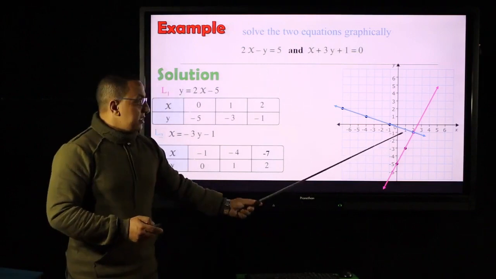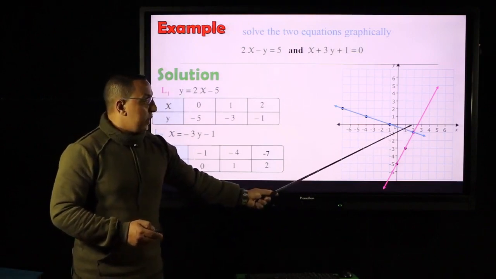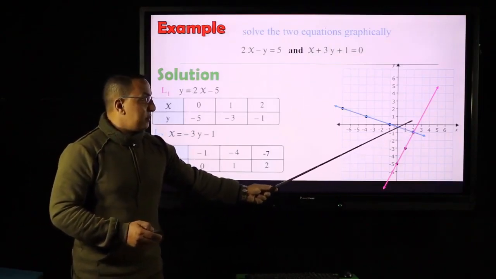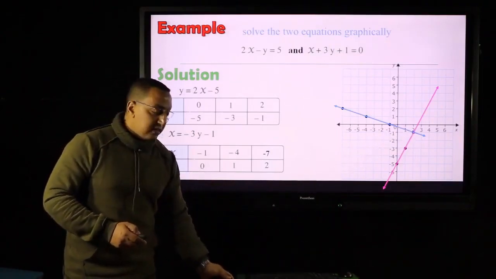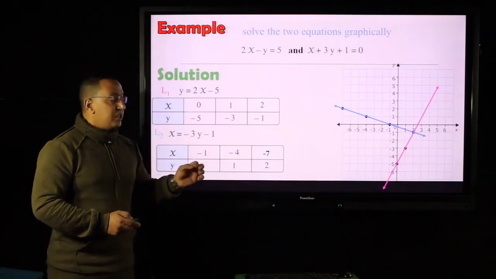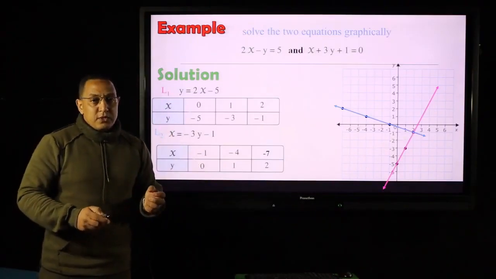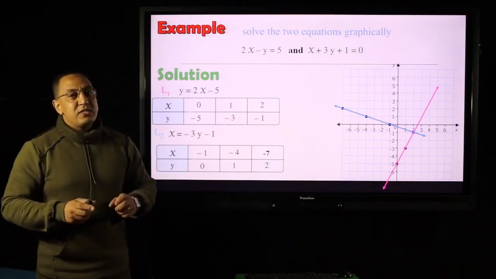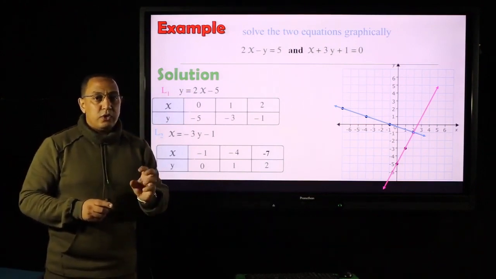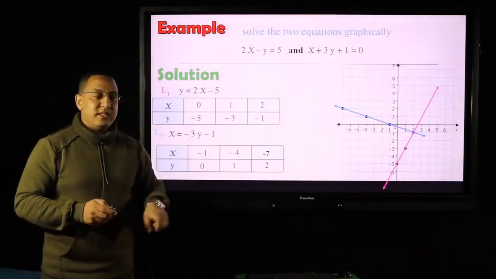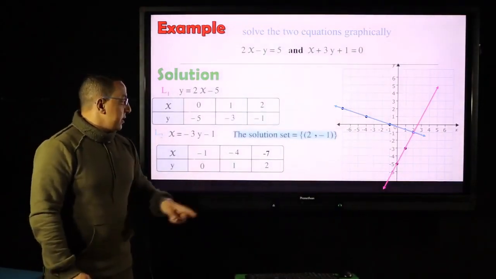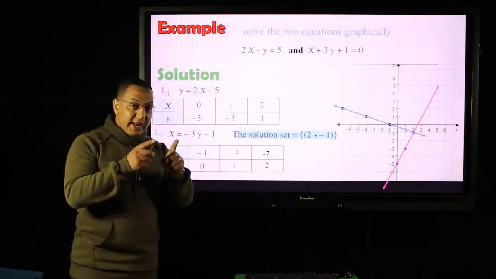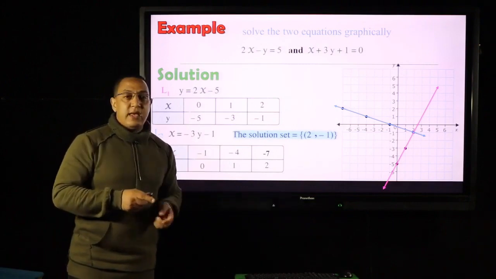Here, this point corresponds to 2 at x and negative 1 at y. So the intersection between the 2 straight lines is the solution set of the equations, which is (2, negative 1). So I'm going to write 2 and negative 1 between brackets, and because this is a set, I'm going to put the brackets inside the set like this. Here the solution set equals {(2, -1)}, the brackets inside the set.